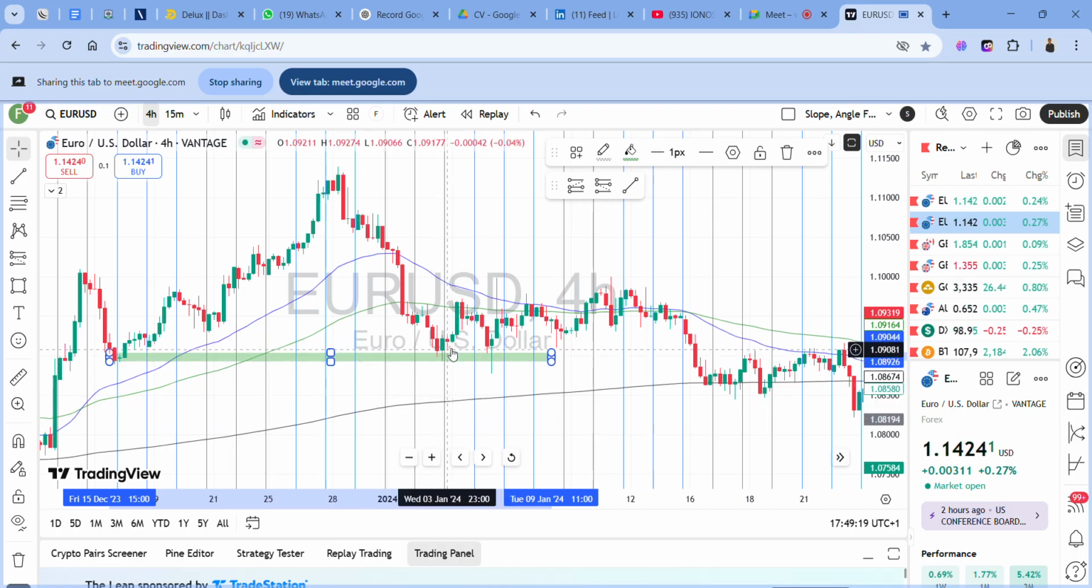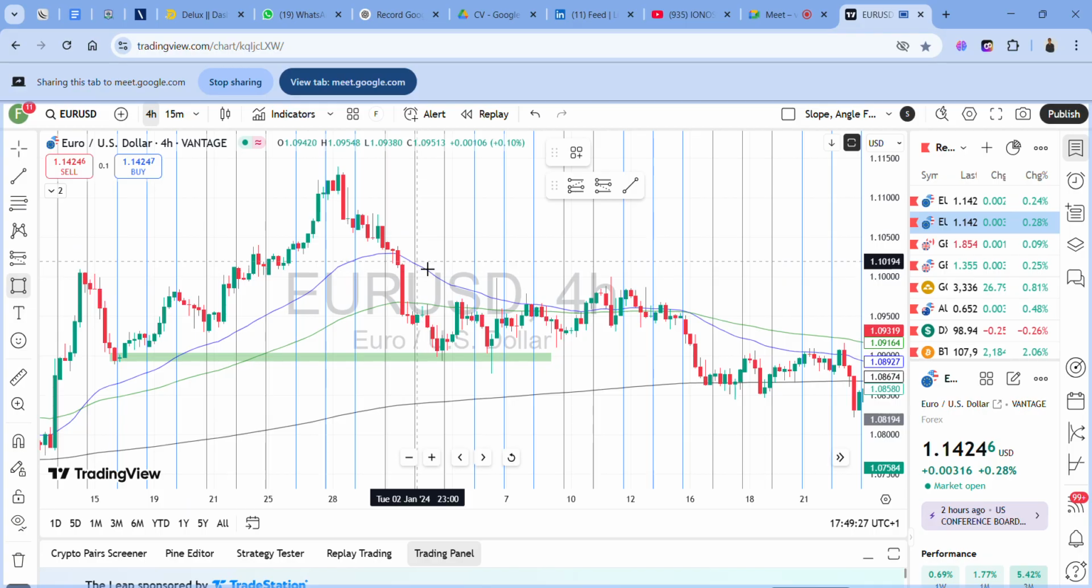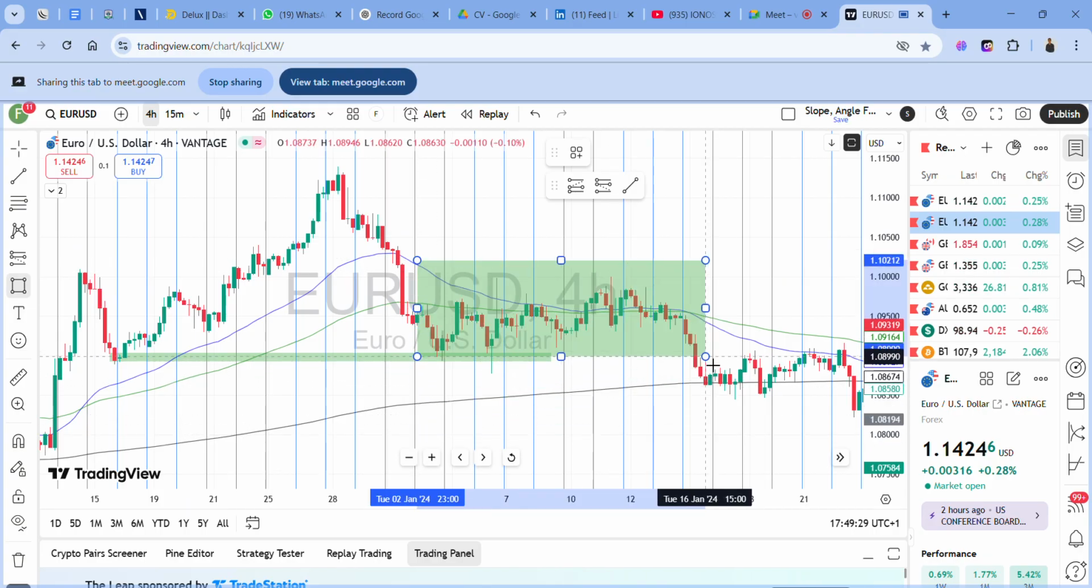At this point, some traders would actually take that trade and put their stop loss here. But how did this market play out? The market began to range. Now, as a true trend follower, when the market is ranging, it's actually not going in your favor.